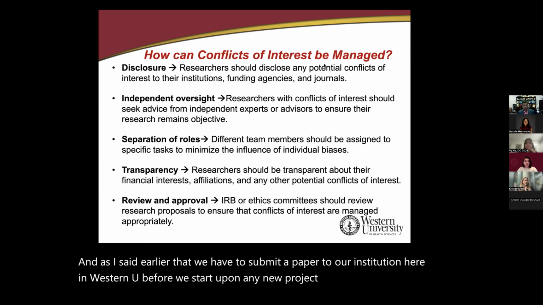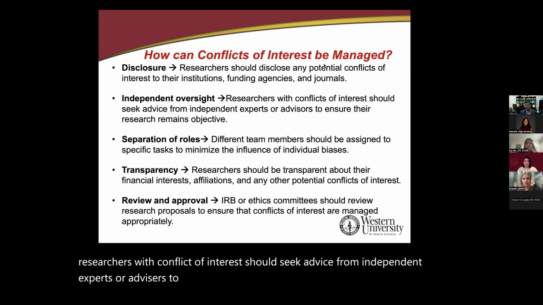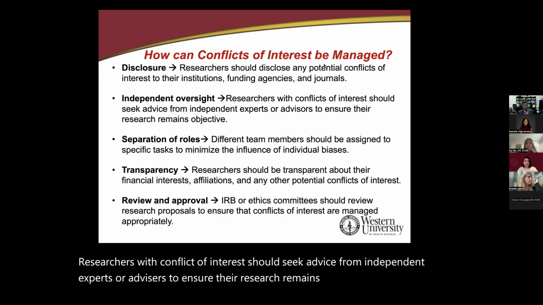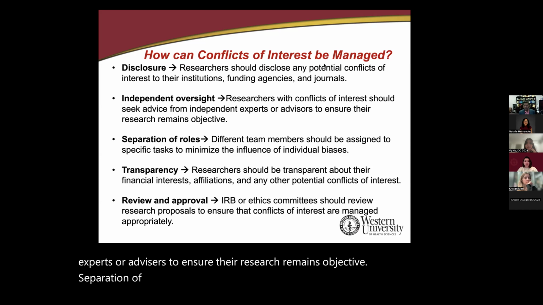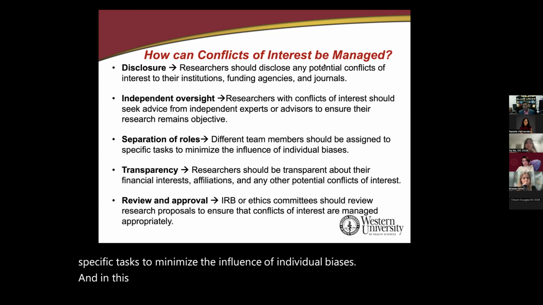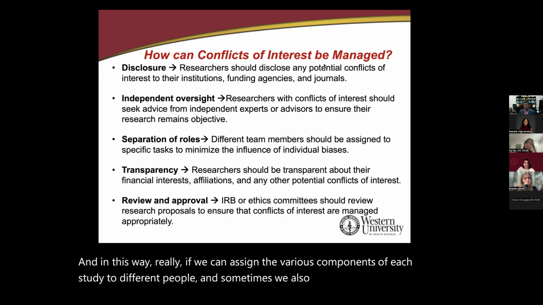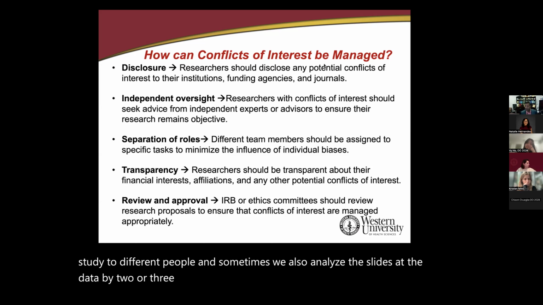Independent oversight: researchers with conflict of interest should seek advice from independent experts or advisors to ensure their research remains objective. Separation of roles: different team members should be assigned to specific tasks to minimize the influence of individual biases. In this way, if we can assign the various components of each study to different people, and sometimes we also analyze the slides and the data by 2 or 3 different observers and look at the inter-observer variation.